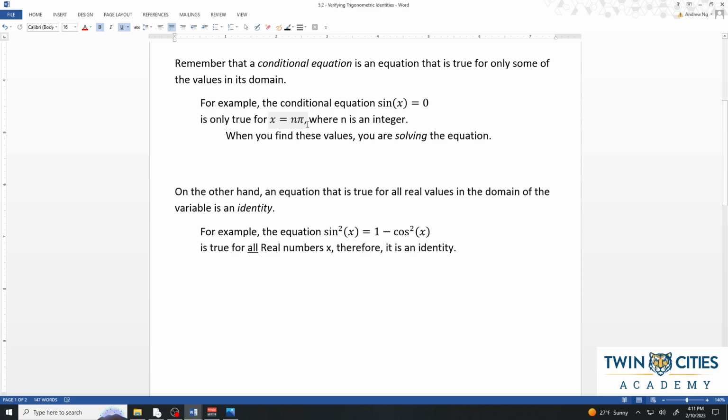Whereas an identity is true for all values of x. So when I look at something like this, sine squared of x equals 1 minus cosine squared of x, this is true for all values of x. No matter what I plug in for x, for sine squared of x, as well as on the right side, 1 minus cosine squared of x, this is going to be true. And so that's the difference between a conditional equation and an identity.